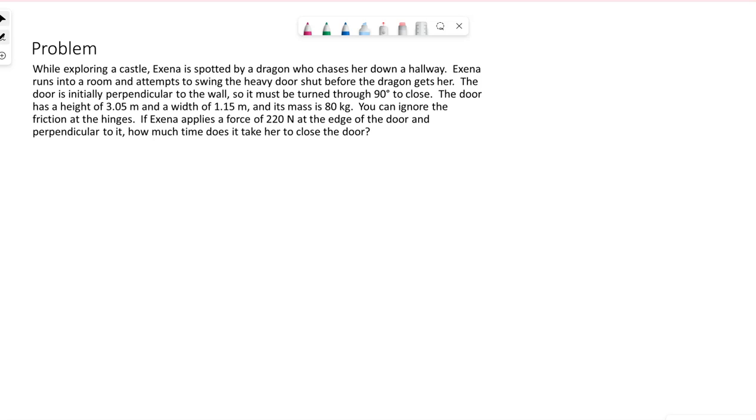All right, we have a silly example here, just trying to, I assume the authors are just trying to get a little bit of a laugh. So, exploring a castle, Xena is spotted by a dragon who chases her down a hallway. She runs into a room and attempts to swing the heavy door shut.